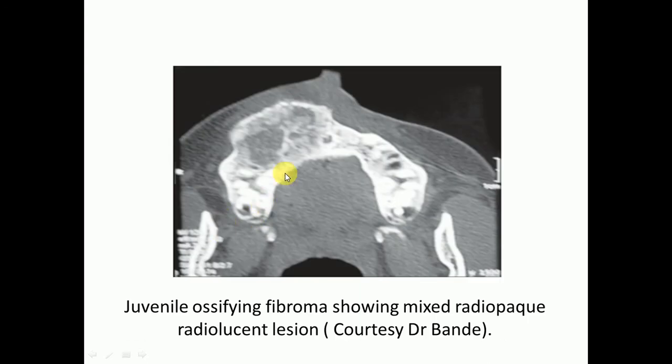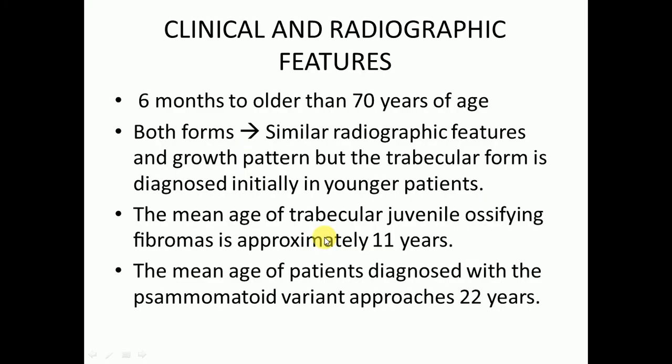In the next image we can see the radiolucent and radiopaque lesion. The radiolucent lesion is present with radio-opacities present between these radiolucencies. So we will continue our clinical and radiographic features.